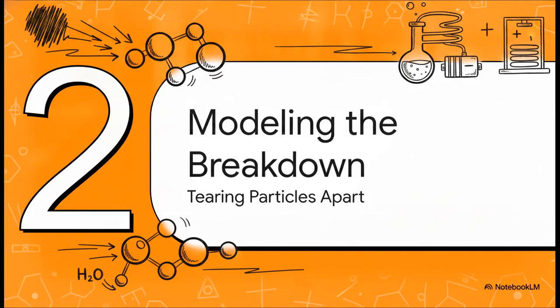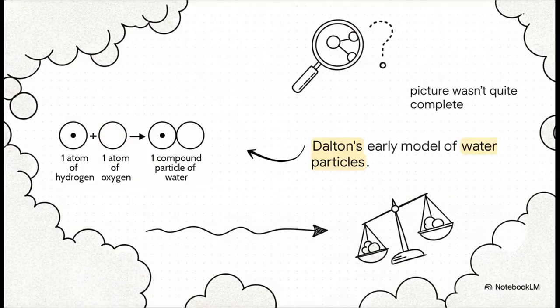All right, moving on to Section 2, modeling the breakdown. Let's see how scientists historically tackled this puzzle of tearing particles apart to solve our water mystery. So early scientists like the brilliant John Dalton started mapping this out with some pretty simple drawings. At first, Dalton thought a water molecule was as basic as it gets, just 1 hydrogen atom and 1 oxygen atom stuck side by side.